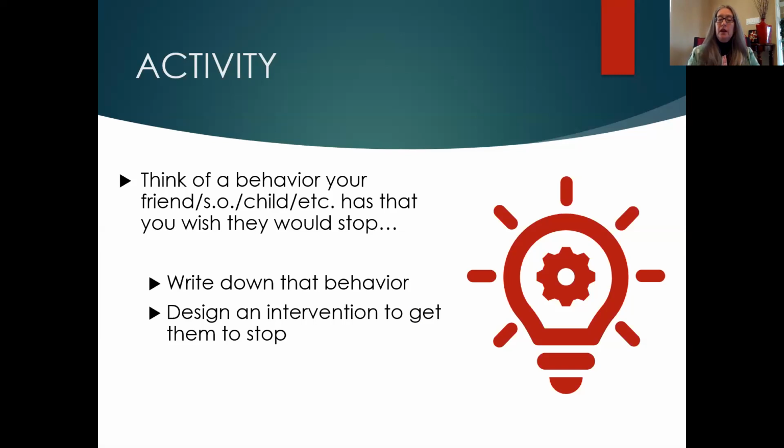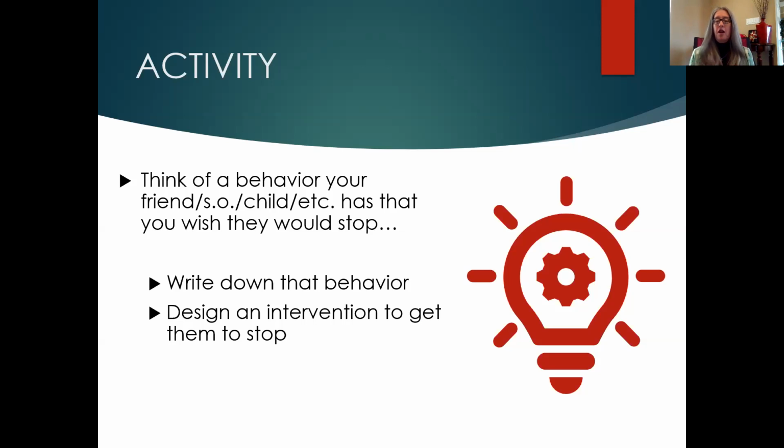Okay, so to begin with, I want to have you do an activity. What I want you to do is to think of a behavior of your friends or your significant other or your child or your mom, someone that you see quite often, that they have a behavior that you wish they would stop. I'd like you to take out a sheet of paper, write that behavior down, and then design an intervention that you could use to get them to stop doing that behavior.